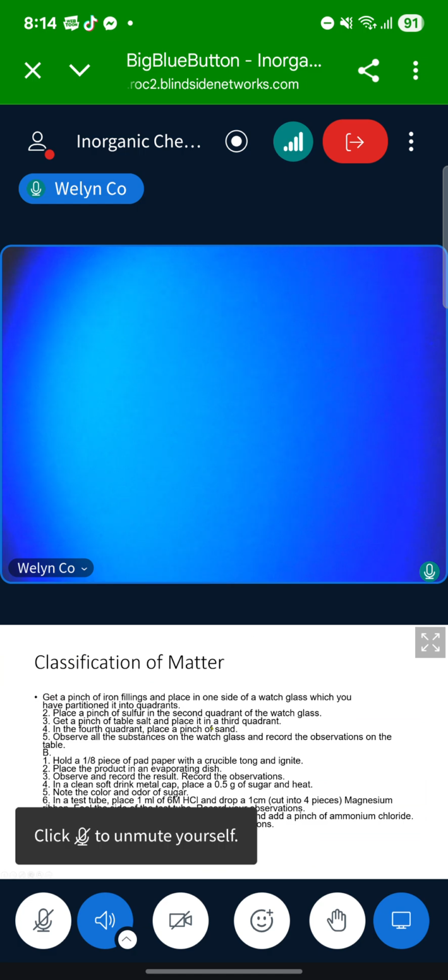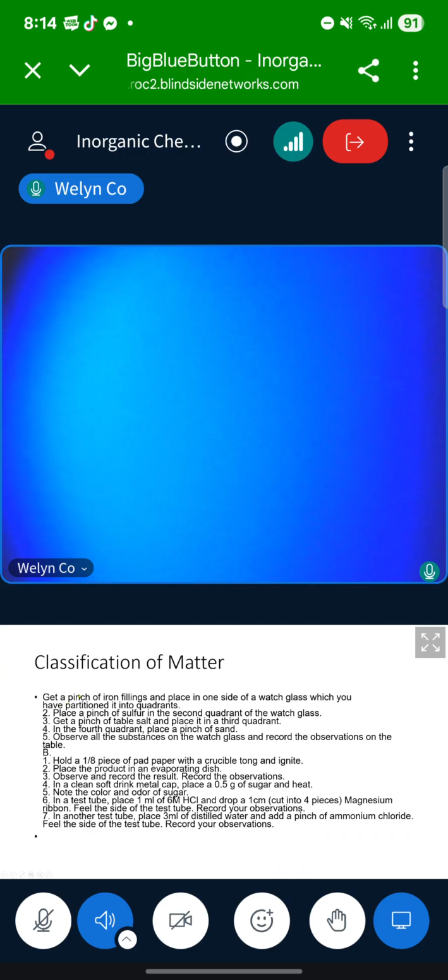Get a pinch of iron fillings and place it on one side of the watch glass which you have partitioned into quadrants. So place a pinch of sulfur in the second quadrant of the watch glass. Get a pinch of table salt and place it in the third quadrant. And in the fourth quadrant, place a pinch of sand. Observe all the substances on the watch glass and record the observation on the table.